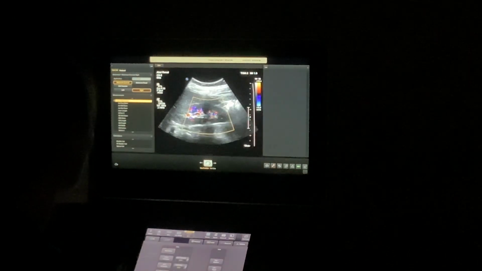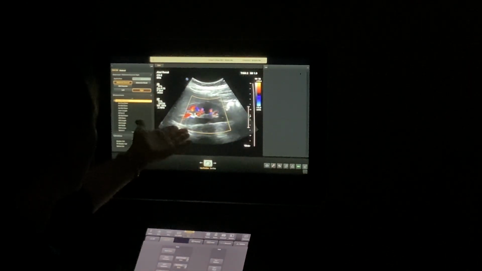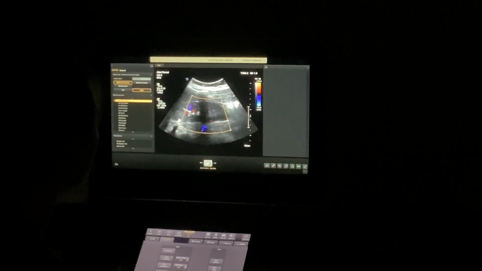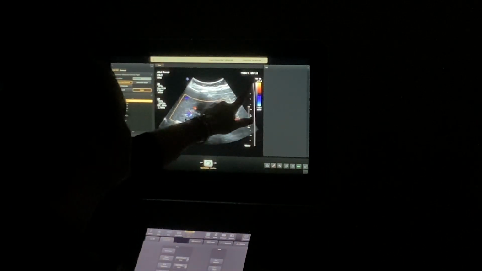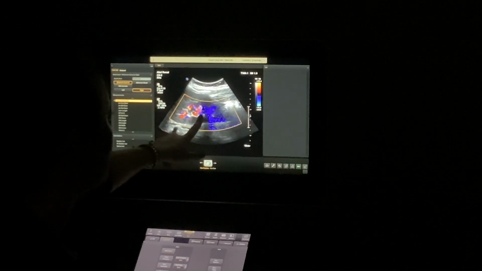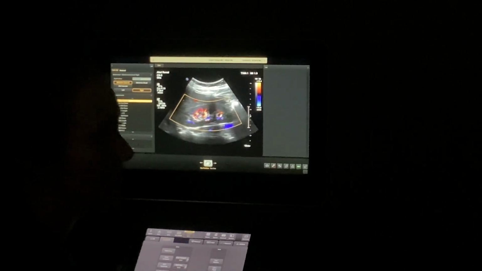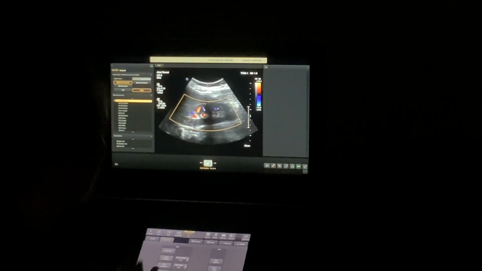So when you put your color on, you're gonna see it lighten up automatically. But you're gonna need to make adjustments to your scale and your gain to make sure you're showing adequate perfusion, especially in you guys that have young, healthy kidneys. There's no reason why you shouldn't be getting perfusion. Take a deep breath.